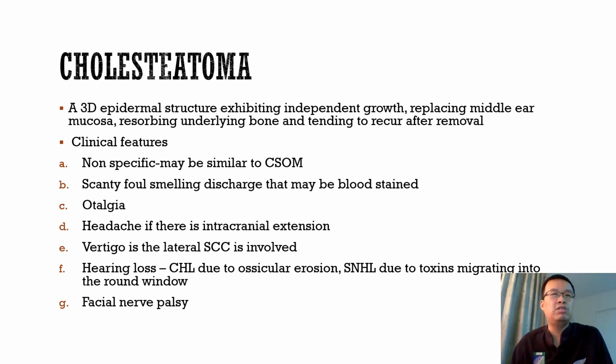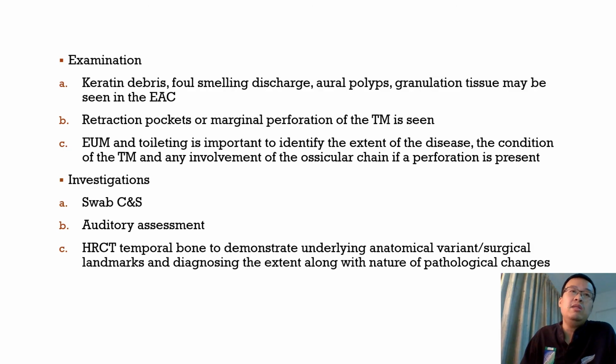Patient may present with otalgia, headache if there's intracranial extension, vertigo if the semicircular canals are involved, hearing loss, conductive because of the ossicular erosion, sensorineural because the toxins may actually migrate into the round window, and patient may present with facial nerve palsy. Now, examination, you see keratin debris, foul-smelling discharge. There may be aural polyps, granulation tissues may also be seen in the EAC. There will be retraction pockets or even a marginal perforation of the tympanic membrane.